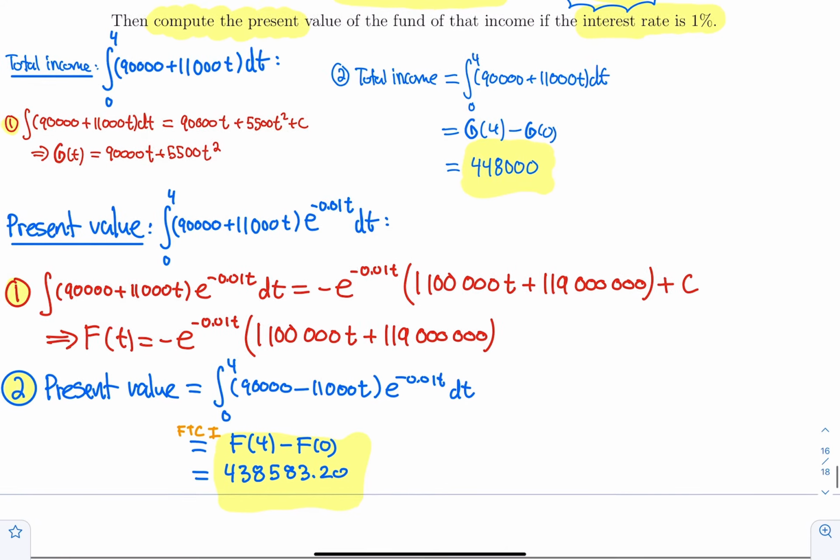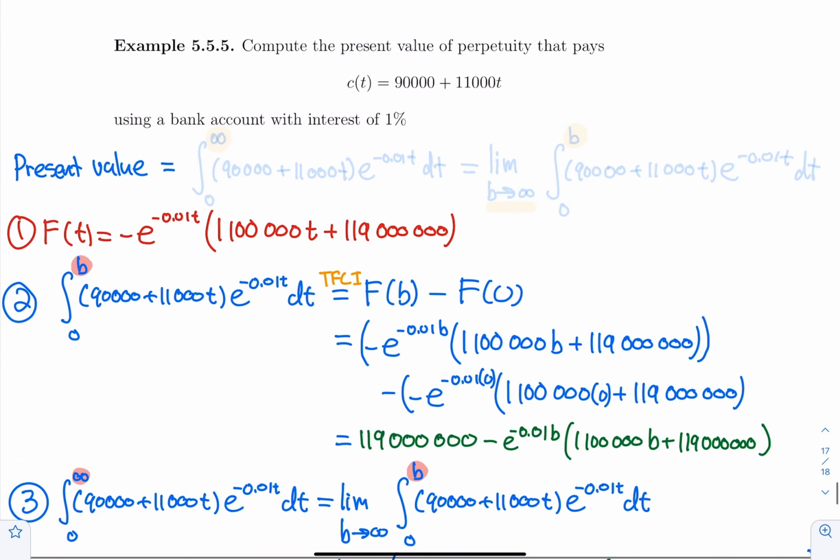So for the last example, let's compute the present value of the perpetuity that pays C(t) equal to 90,000 plus 11,000 t using the same bank account with the 1% interest rate. So this is, of course, a sequel of the previous example. Same stream of income that we want to give away, but we want to give it away forever.